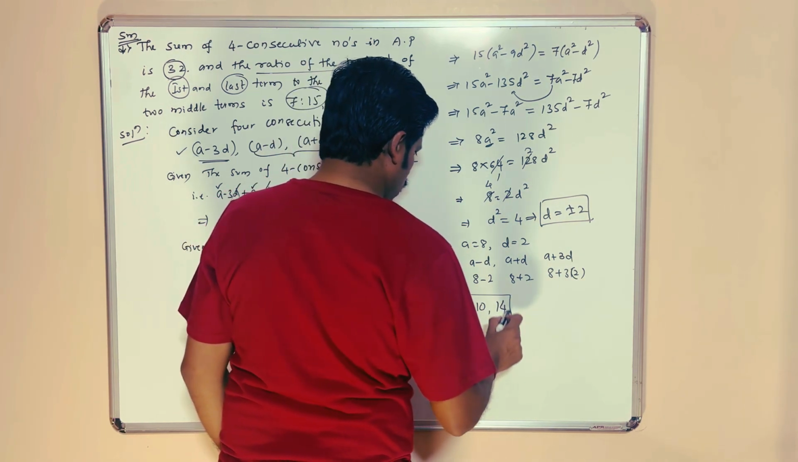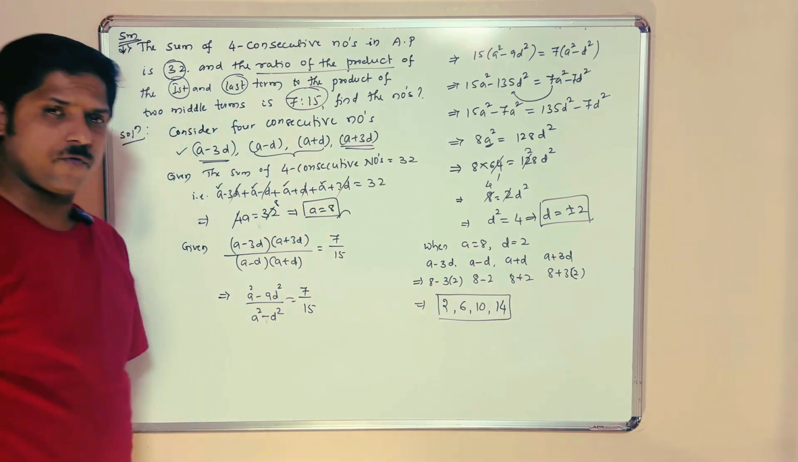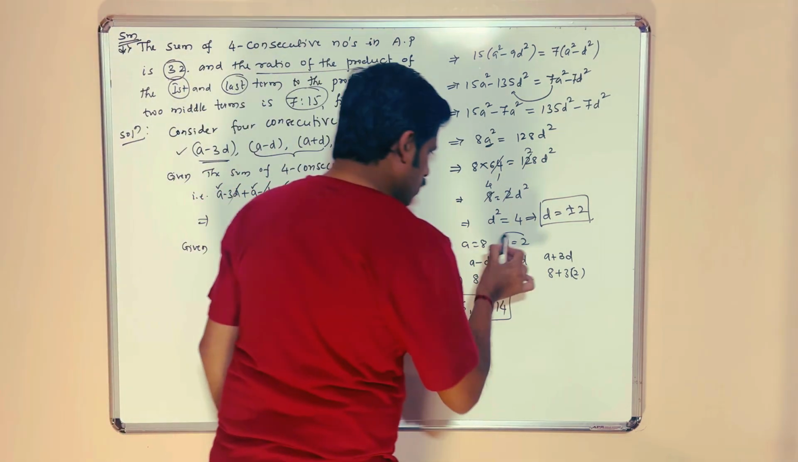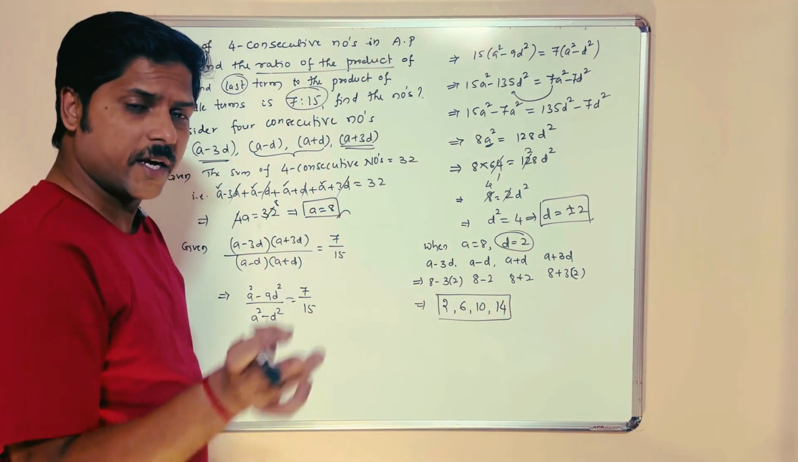These are the 4 consecutive numbers when D is equal to 2. What about if D is equal to minus 2?